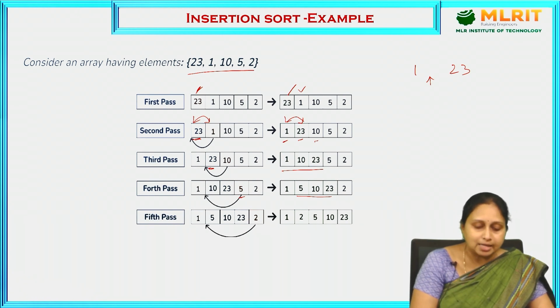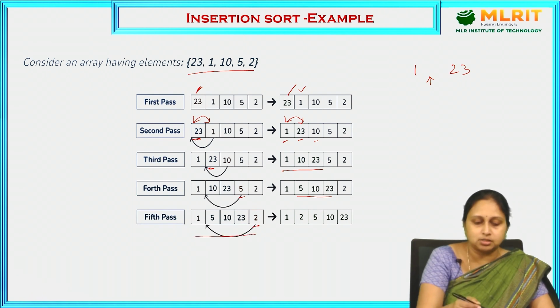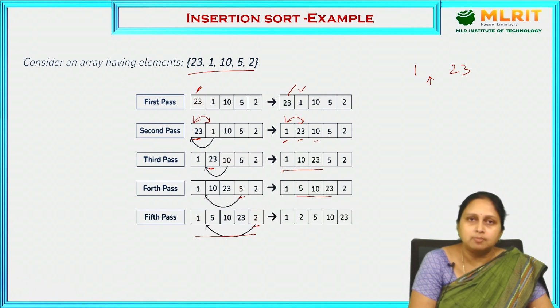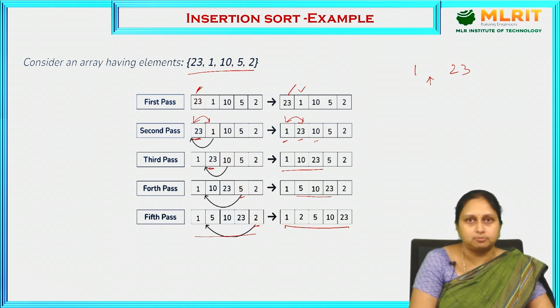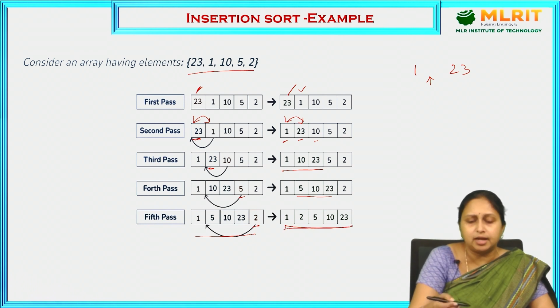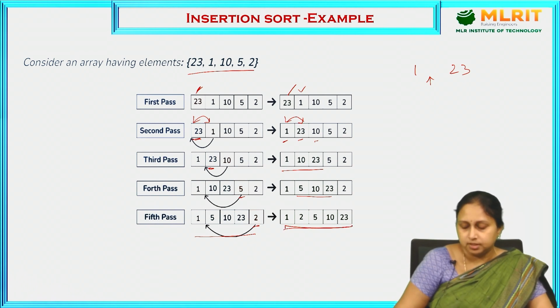And the last element where we have is 2. Where is the correct position we need to place it here? According to this list, 2 comes after 1. That's why we are going to place it in the sorted order. This is the sorted order where we are going to get it.